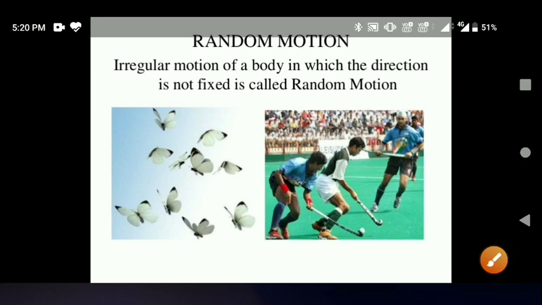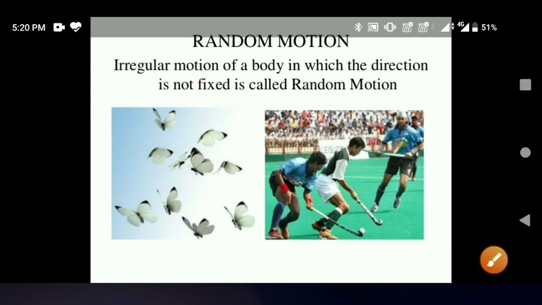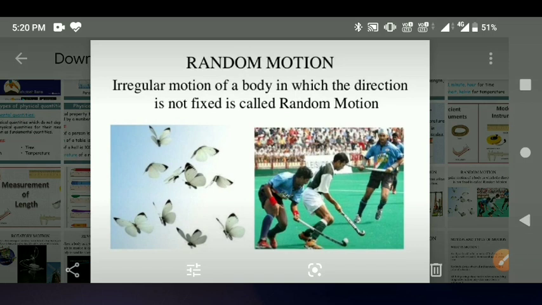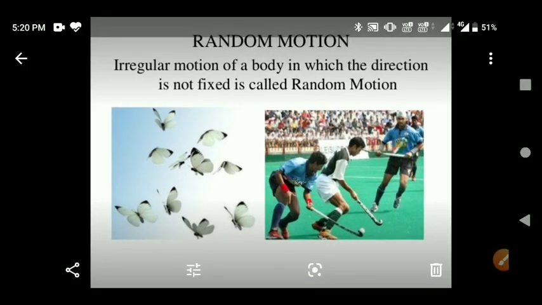In other words, we can say irregular motion of a body in which the direction is not fixed is called random motion, like a butterfly flying in the garden or in the sky, and the player playing with the ball. These all are examples of random motion.